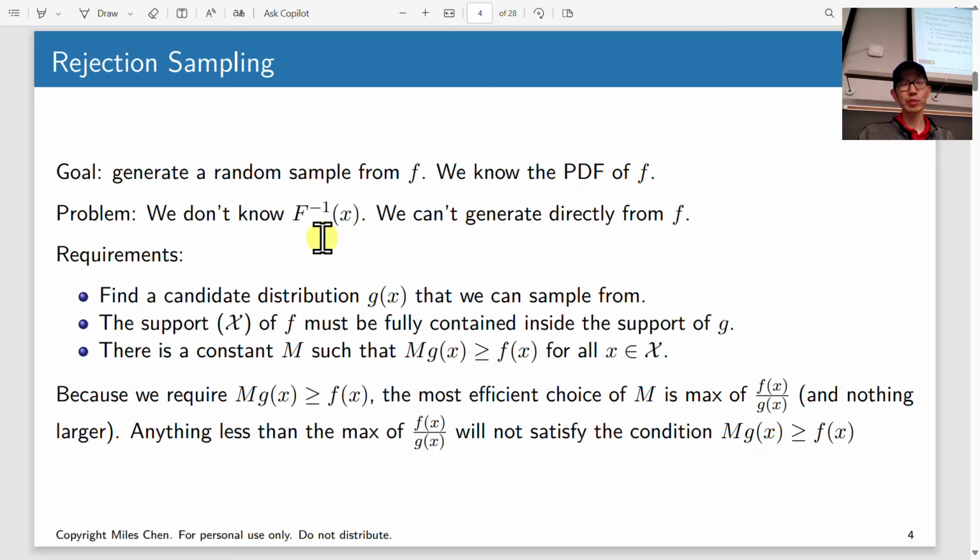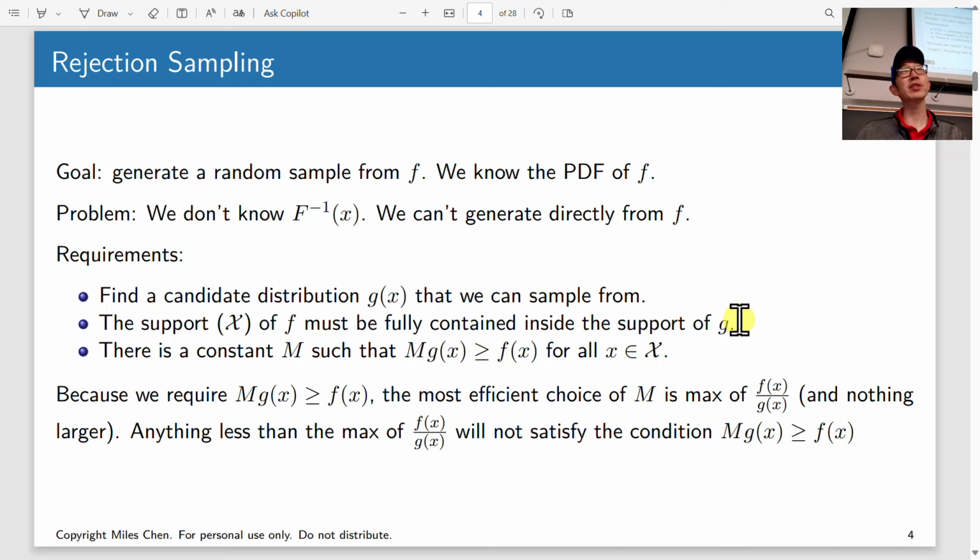So what we're going to do instead is generate random values from a different distribution. We've got what we call a candidate distribution, g of x, and we are going to generate random values from g of x. This is a distribution that we are able to sample from. The requirement is that the support of F must be fully contained inside the support of G.